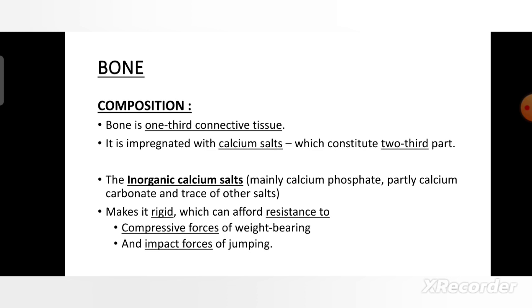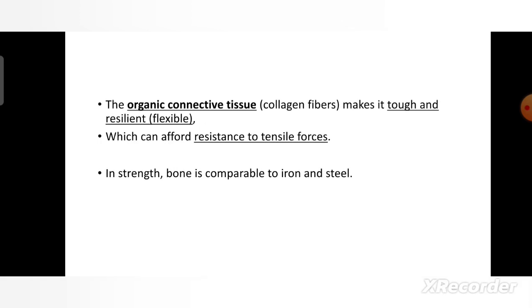Next is the bone composition. Bone is 1/3 connective tissue. It is impregnated with calcium salt, which constitutes 2/3 part. The inorganic calcium salts, mainly calcium phosphate, partially calcium carbonate, and trace of other salts, make it rigid, which can afford resistance to compressive forces of weight bearing and impact forces of jumping. The organic connective tissue, that is collagen fibers, make it tough and resilient, that is flexible, which can afford resistance to tensile forces. In strength, bone is compared to iron and steel.